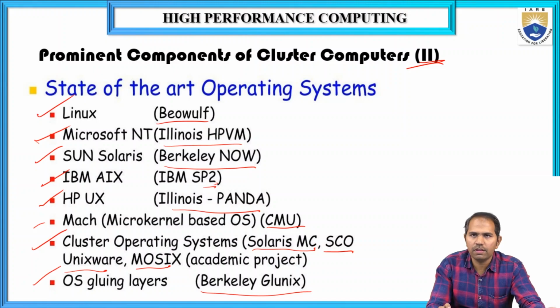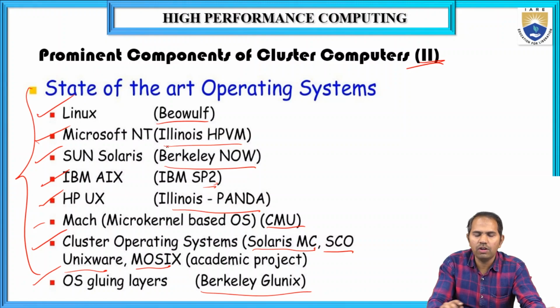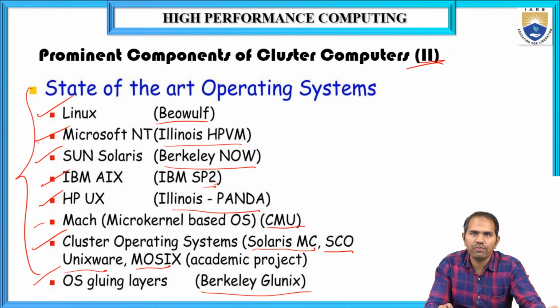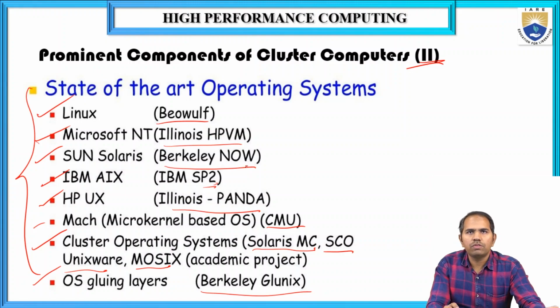Now, state of the art: the operating system plays a key role in cluster computing. In this, different operating systems have to be used, like for example Microsoft NT, that is Illness XP virtual machines, high performance virtual machines. And in case you use Sun Solaris, that is Berkeley NOW. So this is the stage 2 we consider, the state of the art of operating systems.